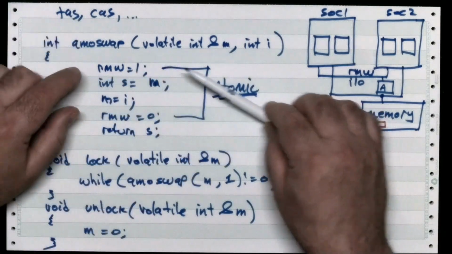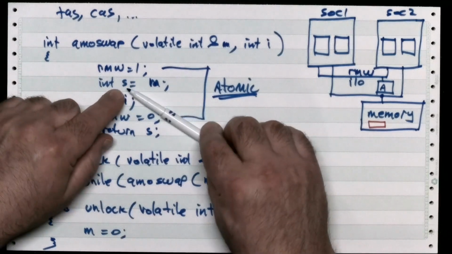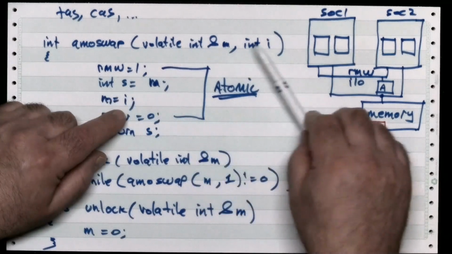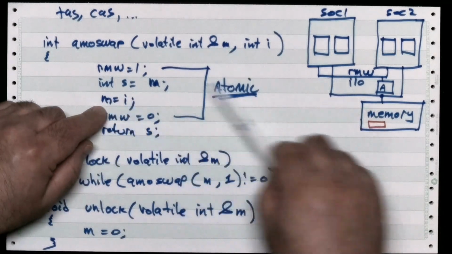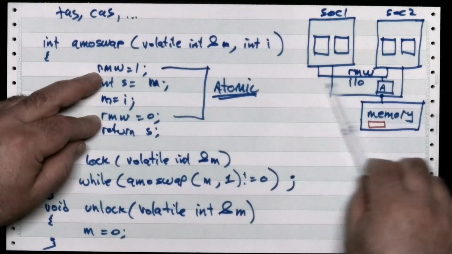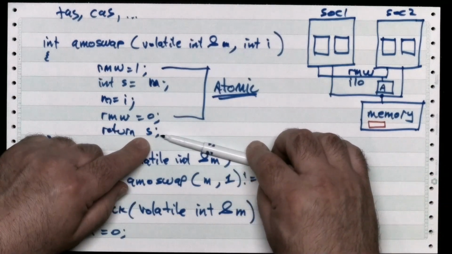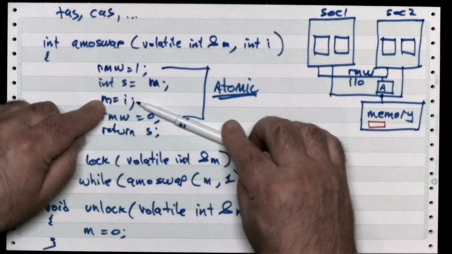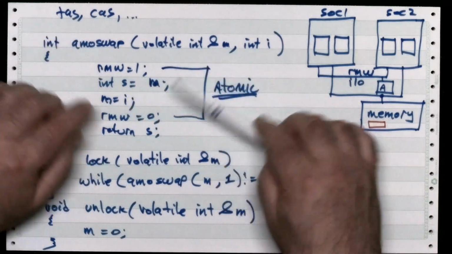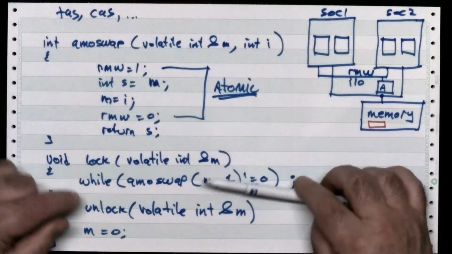So the way the AMOSWAP works on a RISC-V machine is we have a temporary variable. It'll read the current value of the lock. Then it will say, put the I value into that lock, okay? It undoes the RMW thing for the arbiter, and then it returns S, which is what the lock was before it was modified. Okay, now this isn't quite the same thing as waiting for the lock to become 0 and then setting it and so on. But this is what we can use to make that happen.